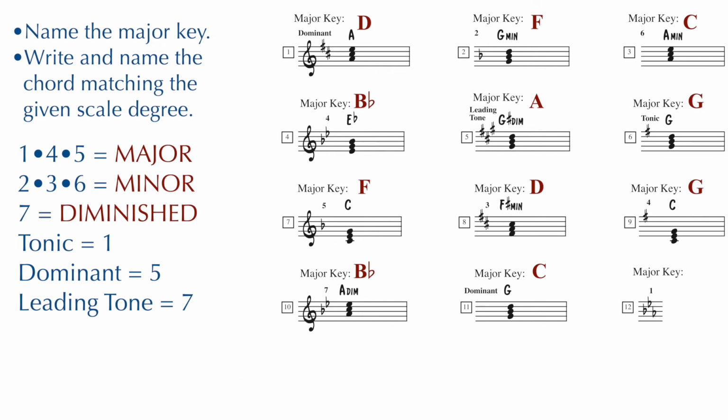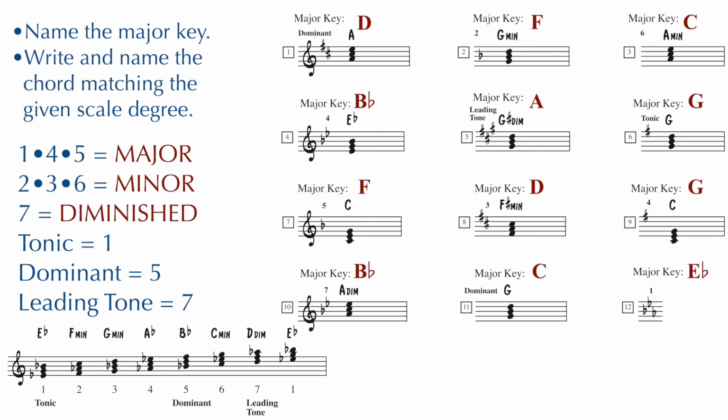And finally, number 12, we have 3 flats in the key signature. That puts us in the key of E flat major. Build out an E flat major scale and its triads, and from there it's not too hard to figure out that the 1 chord is E flat major.